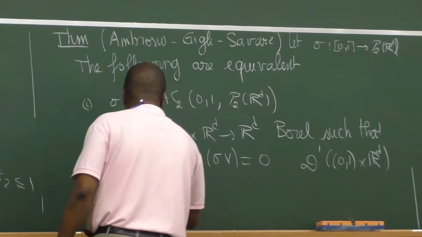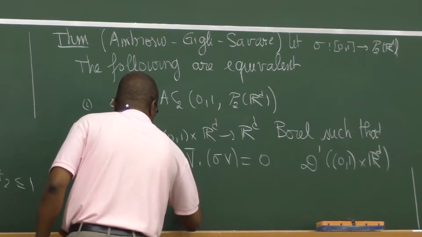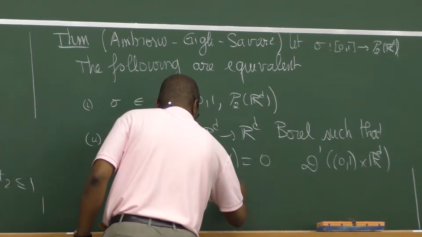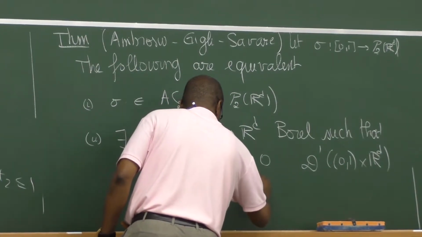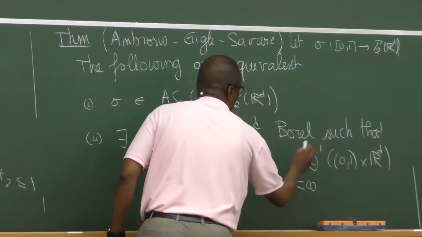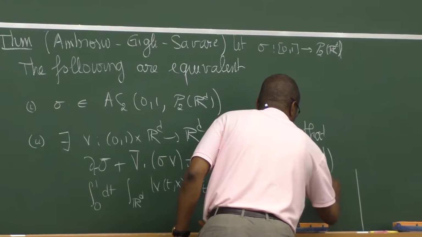And the kinetic energy, the integral from 0 to 1 dt, the integral over R^d of v of t,x squared sigma_t dx, is finite. My notation sigma_t means sigma of t.